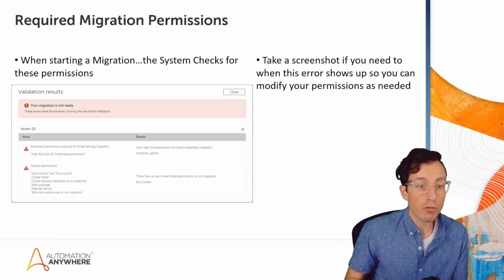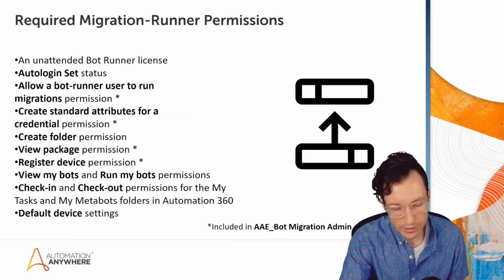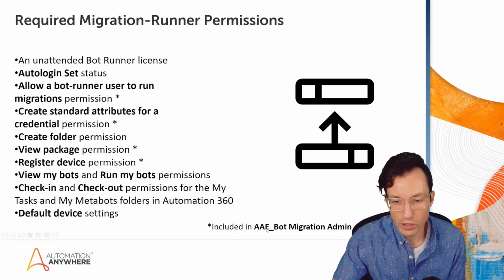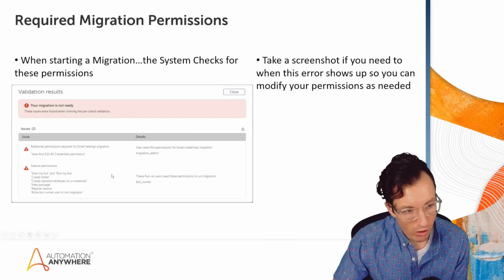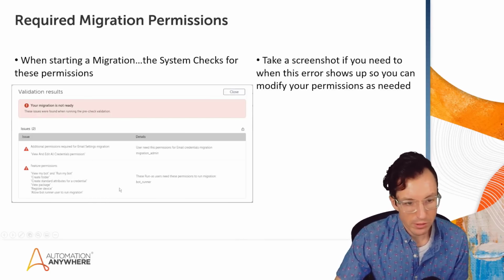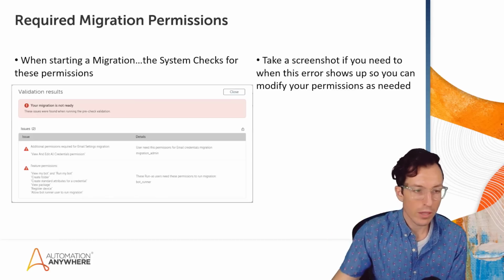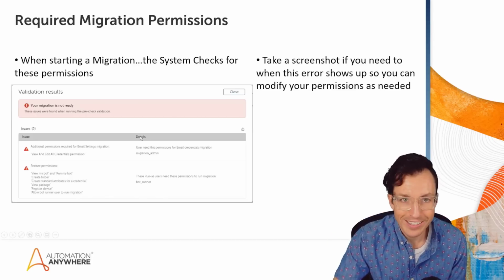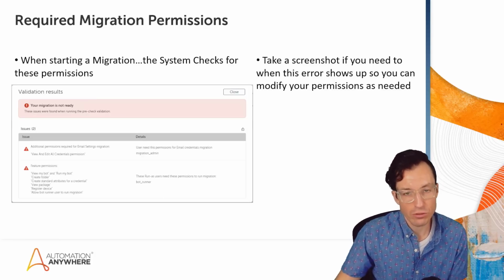Okay, so if you get a message similar like this, don't freak out. You can just use that same account that we just talked about, or the same role we just talked about, the AAE bot migration admin. That should address all of this. If there's something like the default device isn't set or something like that, you will have to go and address that. The easiest way to deal with this is just to take a screenshot like I did here and then go check those specific permissions that are missing as you set up that account.